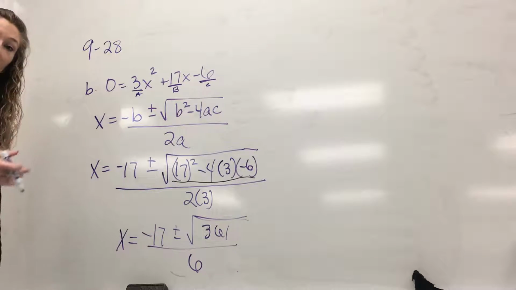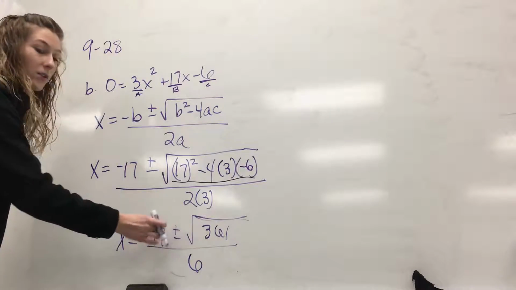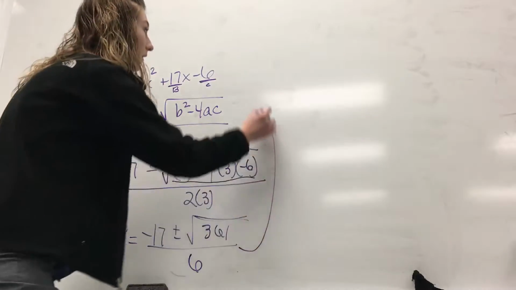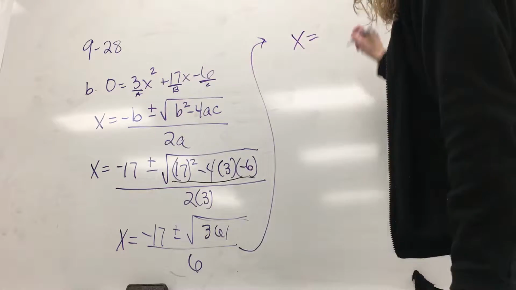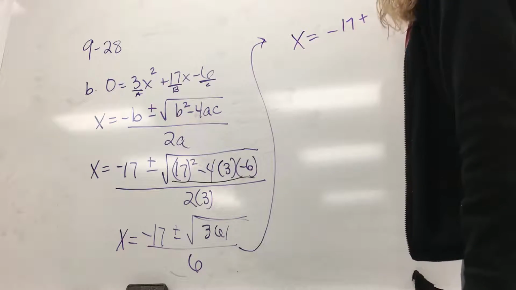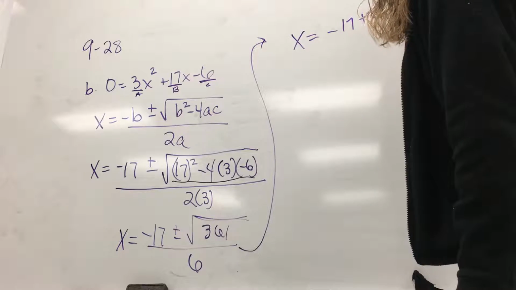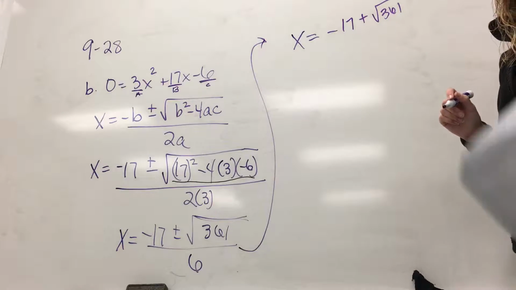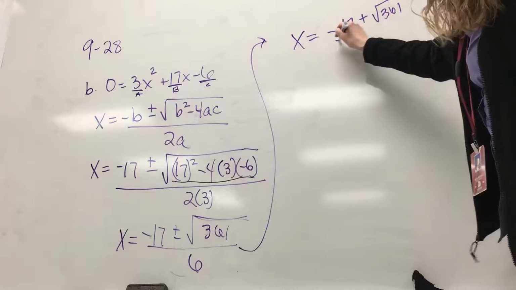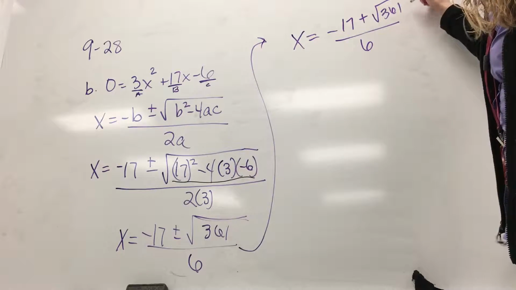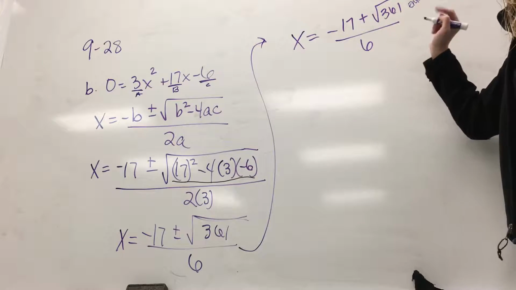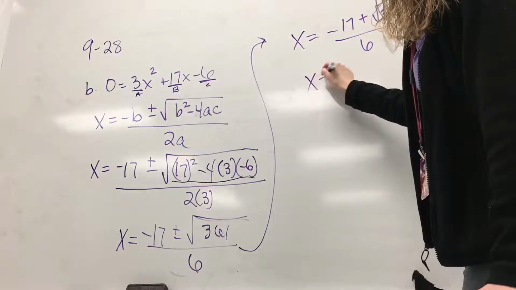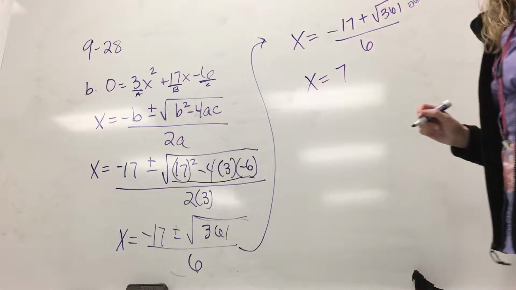Okay? So then the next thing we're going to do is take care of this plus or minus, which means I should have 2 answers. So I'm going to go up here now. Okay? So x equals, I'm going to do negative 17 plus the square root of 361 into my calculator. And then I'm going to divide by 6. You're going to do this and then hit enter, and then divide by 6. Okay, so one of your answers, when you do the plus sign, you're going to get x equals positive 7.